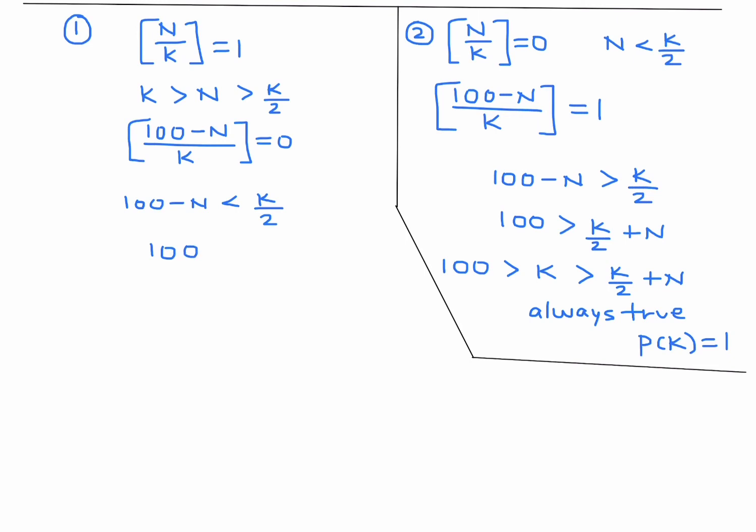So rearranging this, that means 100 is less than k over 2 plus n. And let's take into consideration this inequality. So that means 100, which is less than k over 2 plus n, is also less than k over 2 plus k, right? Because n is less than k. And this, of course, is 3k over 2.